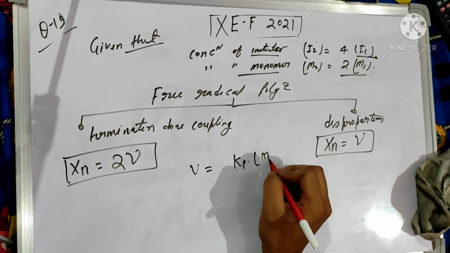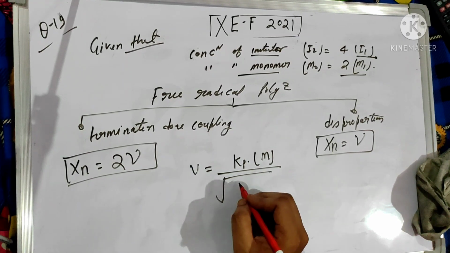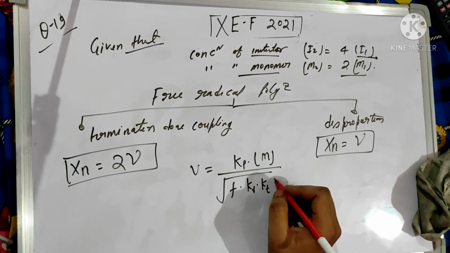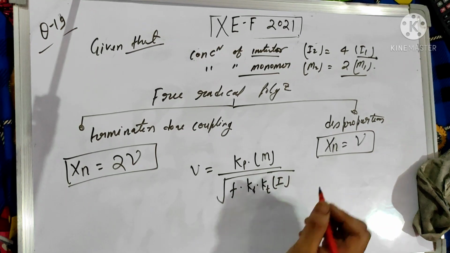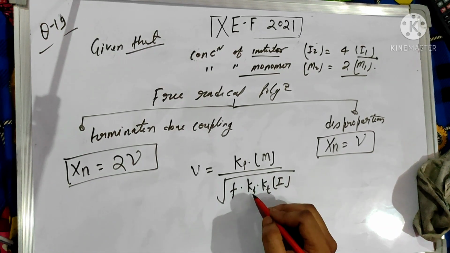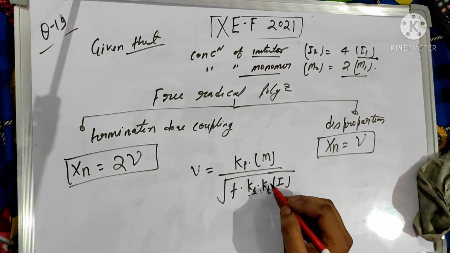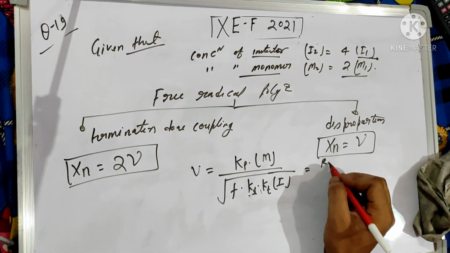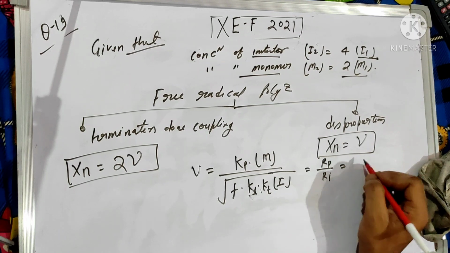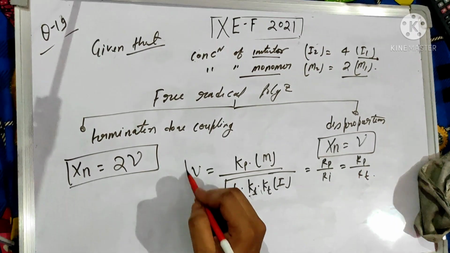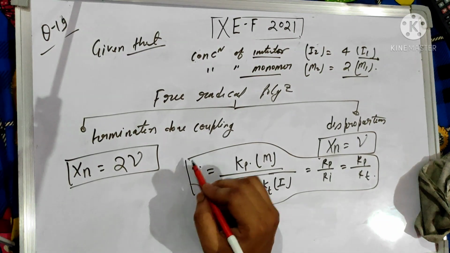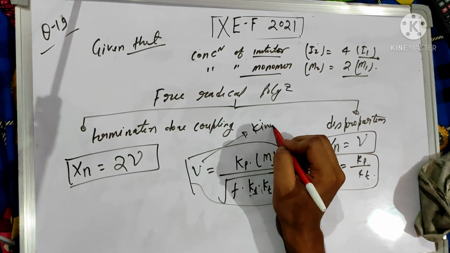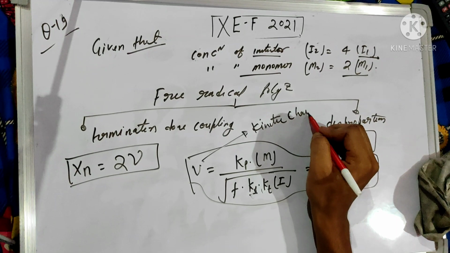V is defined by the rate constant of polymerization into concentration of monomer, divided by root of F into KD into KT into concentration of initiator. Here F is initiator efficiency, KD is rate of initiation, KT is rate constant of termination, I is concentration of initiator, equal to rate of polymerization divided by rate of termination. Remember this equation for the kinetic chain length.